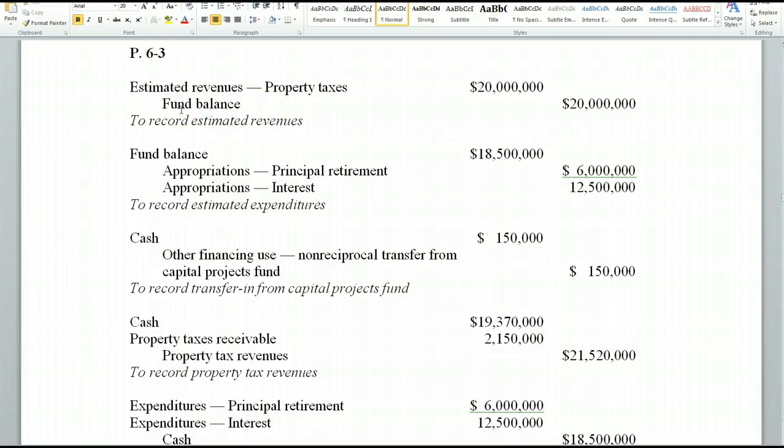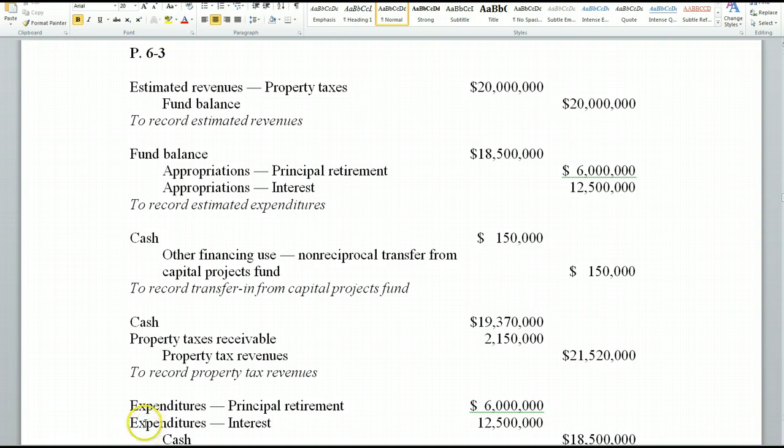Now remember, generally debt service funds will not have budgets prepared unless special property taxes or special assessments have been levied. So in this case, since that is the case, we will want to record this budget of a debit to estimated revenues for property taxes, credit our fund balance, and then the estimated expenditures we anticipate, we would be debiting that fund balance and crediting appropriations for the principal that's being retired and appropriations for the interest.